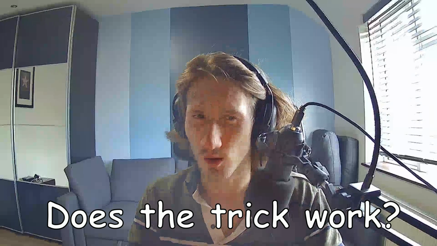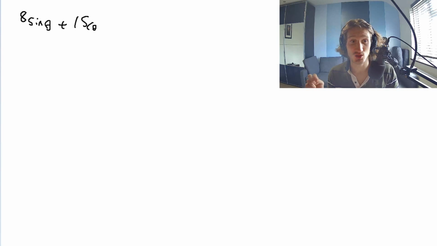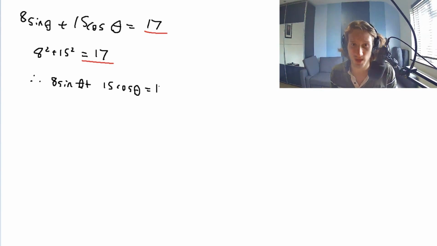Does this trick work? Only if it's a Pythagorean triple. Let me explain. What we need is that the two numbers in front of sine and cos would be the smaller lengths of a triangle, and then the right hand side, so in this case 17, would make up the bigger length of this triangle. You can double check this by doing a squared plus b squared is equal to c squared.